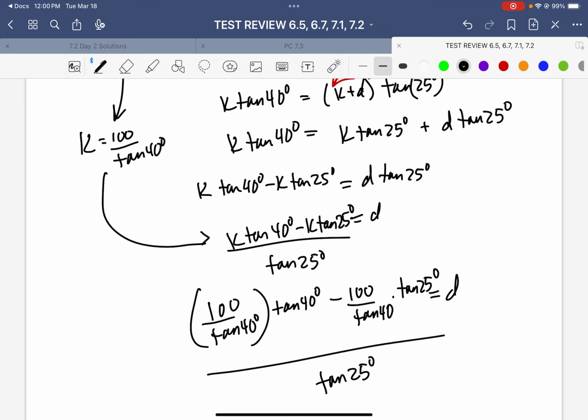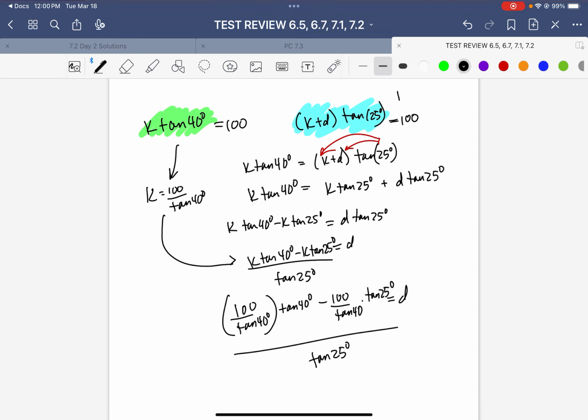That's it. Again, not the most elegant way to do that, but it is one way to do it. I will finish the rest of the review here in just a little bit.